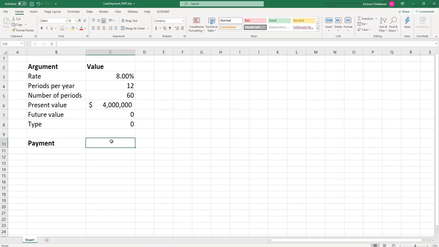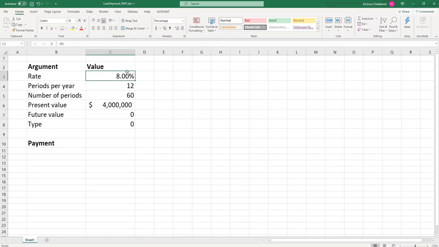In Excel, you can calculate the monthly payments required to pay off a fully amortized loan using the PMT function. In this video, I will show you how to calculate those payments. To calculate the monthly payment on the loan, you need to know a number of things. First is the rate of interest on the loan, and you can find that here in cell C3.